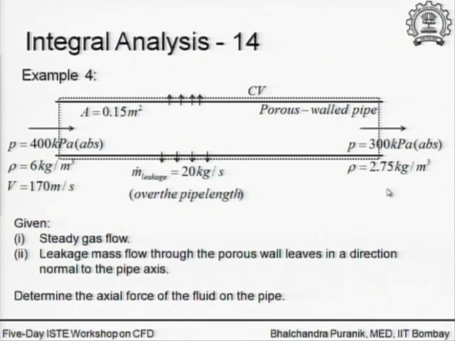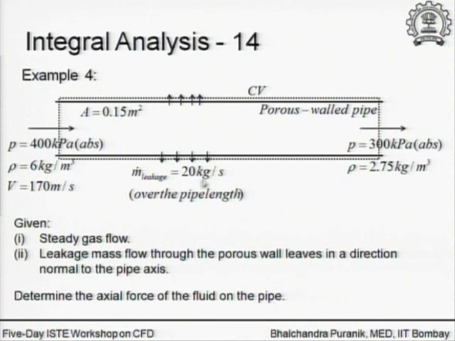Some exit conditions are also given, P equal to some absolute pressure of 300 kPa, rho is given, and you are asked to find the actual force of the fluid on the pipe. Now this is exactly the opposite of what the previous one was. So why do you think it is important to mention that the leakage mass flow rate through the porous wall leaves in a direction normal to the pipe axis?